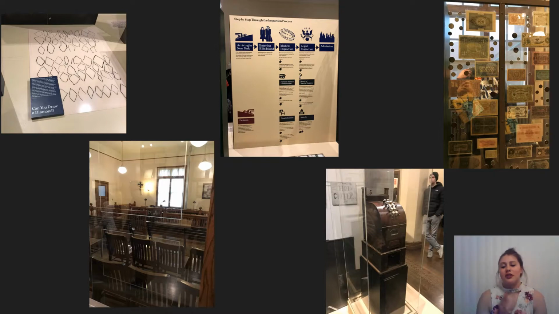The picture in the middle at the top is the process that they had to go through. And the two pictures to the right were an old cash register and money that they had to exchange in order to get U.S. currency.